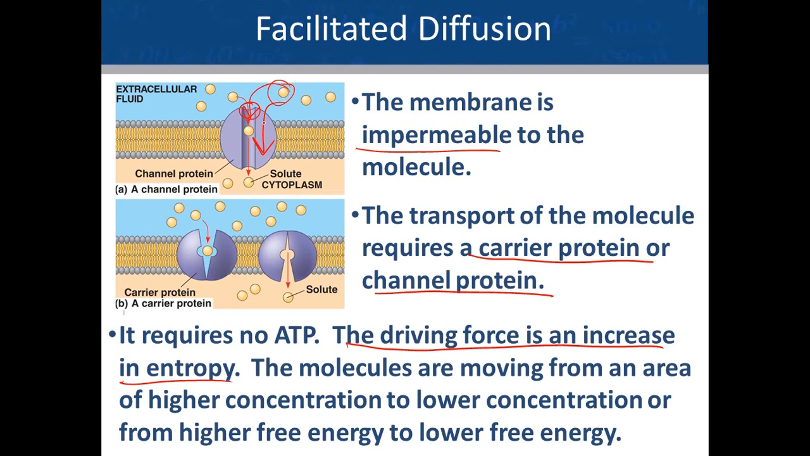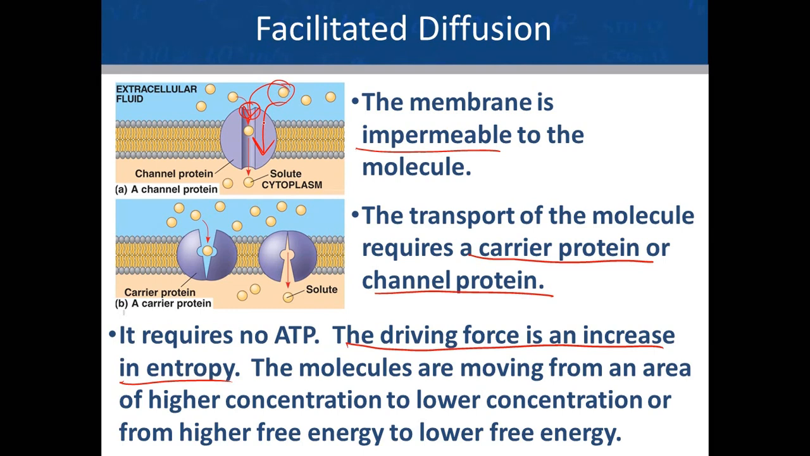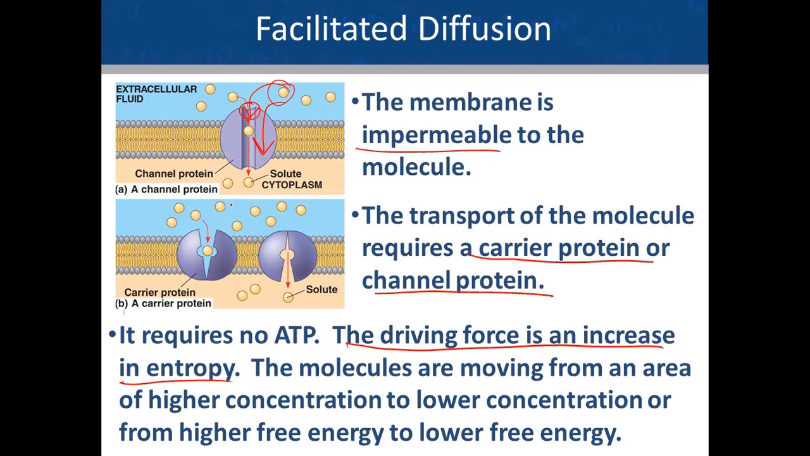Now, sometimes instead of using a channel protein, a carrier protein is required. And once the molecule attaches to that carrier protein, it changes shape and allows the passage of the molecule from one side to the other side. But again, the driving force happens to be the higher concentration to the lower concentration. So that is facilitated diffusion.